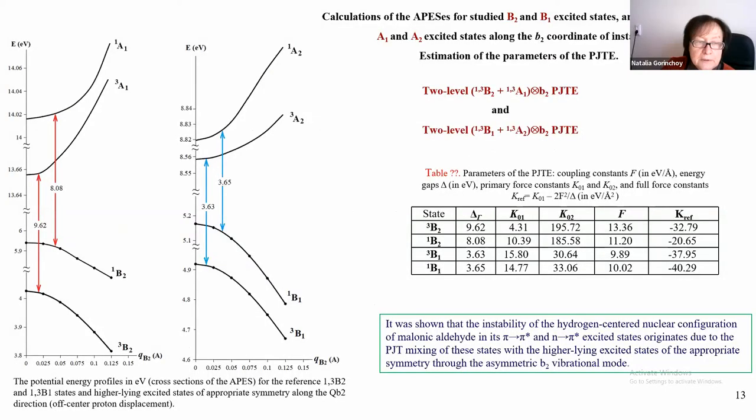We have calculated energy profiles for all considered states, and we have shown that the instability of the hydrogen-centered nuclear configuration of malonaldehyde in its π→π* excited state originates due to the pseudo-Jahn-Teller mixing of these states with the higher lying states of the appropriate symmetry through the asymmetric B2 vibrational mode. All the calculated potential energy curves along the off-center proton displacement wholly coincide with those predicted from the general vibronic theory.